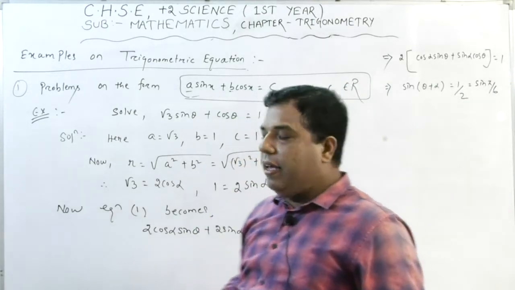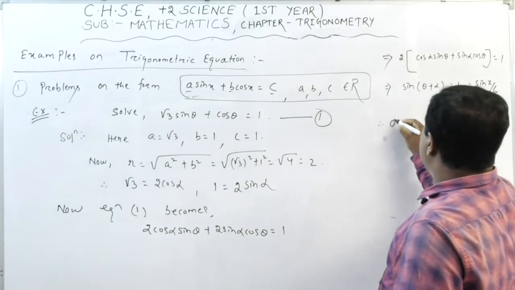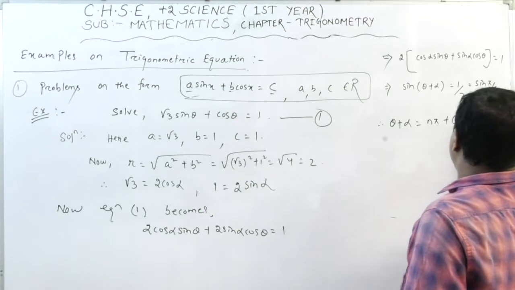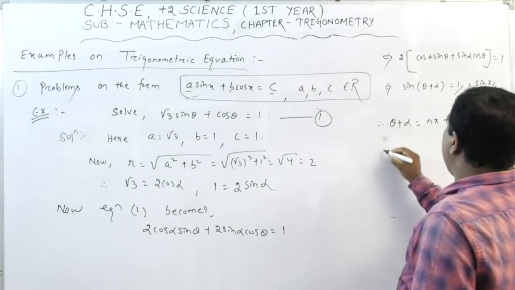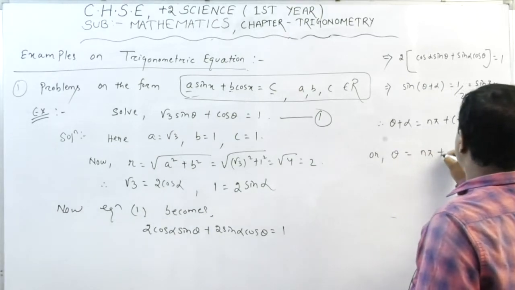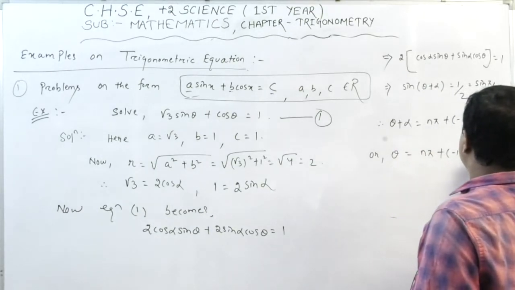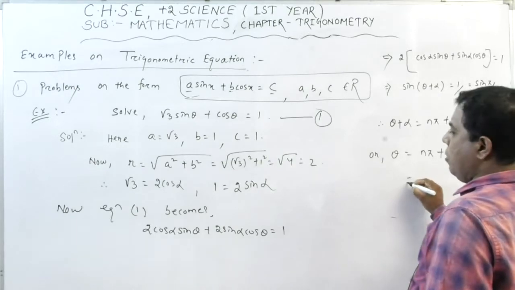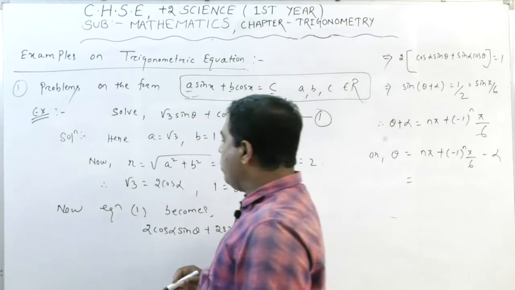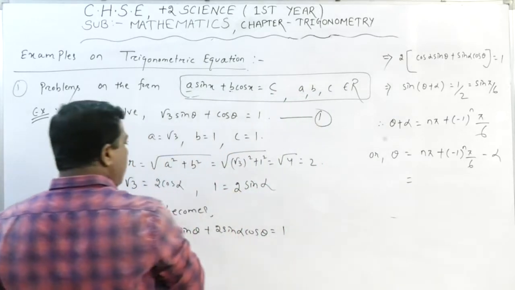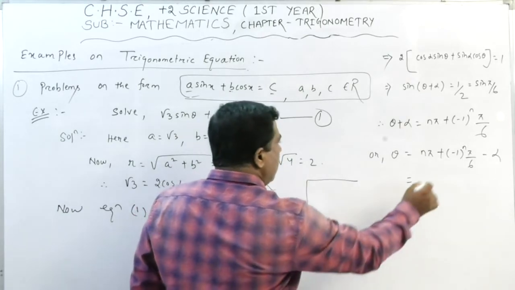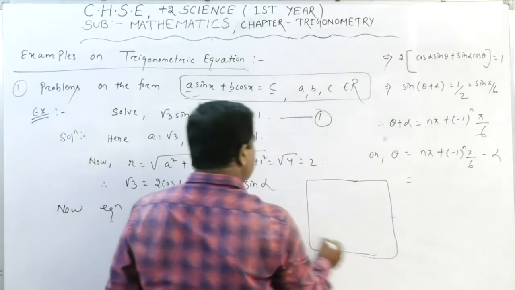Therefore theta plus alpha equals n pi plus minus 1 to the power n pi by 6, or theta equals n pi plus minus 1 to the power n pi by 6 minus alpha. Now we have to see how we can get the value of alpha. From here we can find alpha, and for your clarity I am finding alpha here. How?